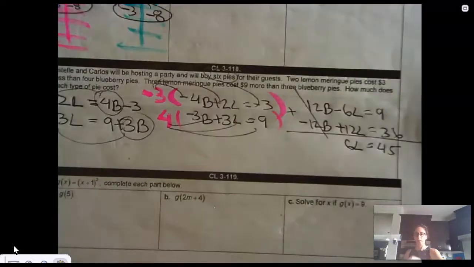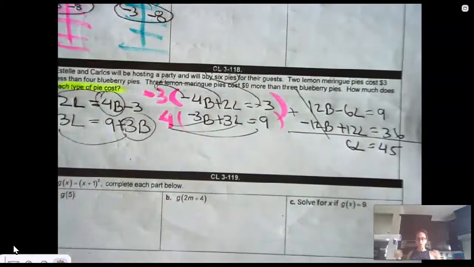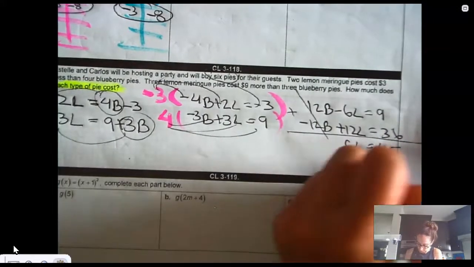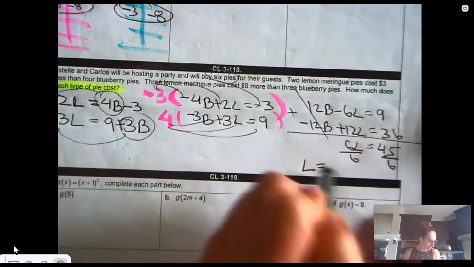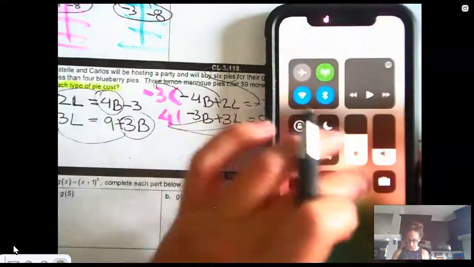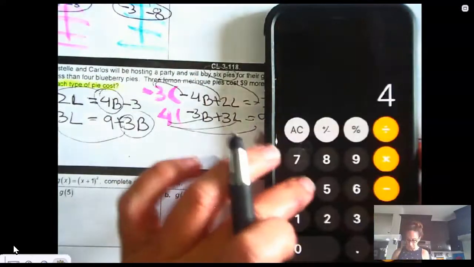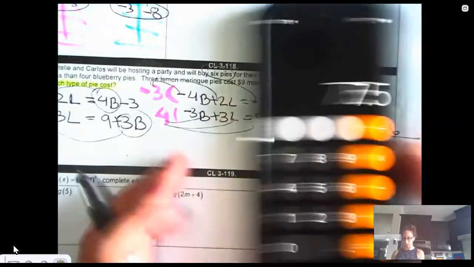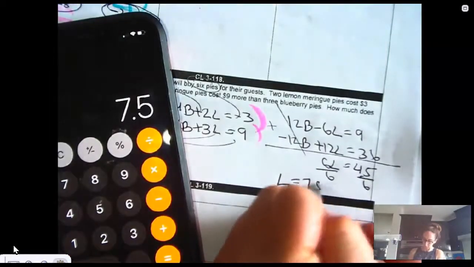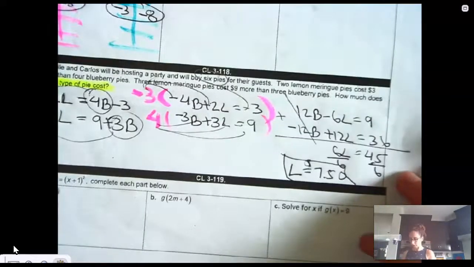So I assumed I made a mistake because it's like, oh no, it's a fraction. But they want to know how much does each type cost. That means it can cost dollars and cents. Okay? So I divide by 6, divide by 6. Lemon meringues cost, I'm going to go 45 divided by 6 in the calculator. And they cost 7.5, because 7.5 means $7.50. So lemon meringues cost $7.50.